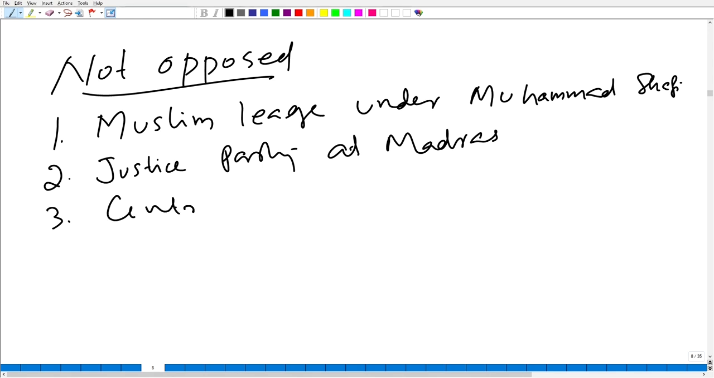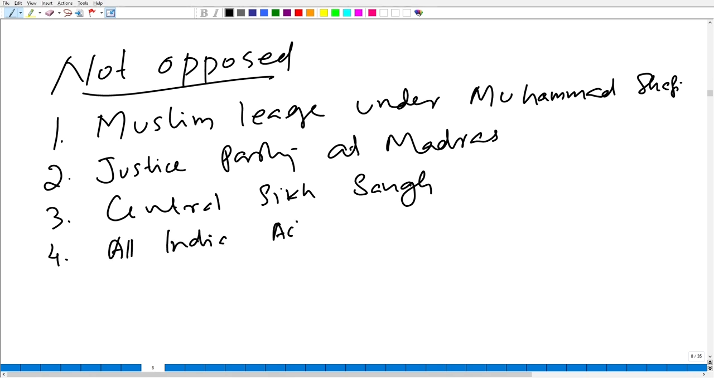Central Sikh Sangh, All India Achyut Federation. These were the major organizations which did not oppose the Simon Commission.